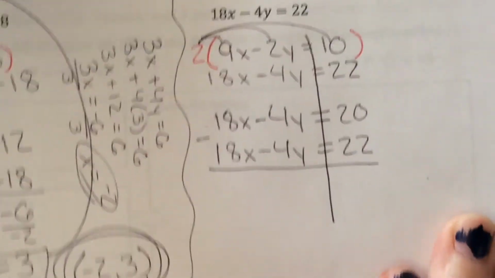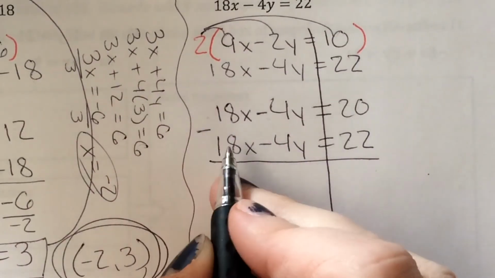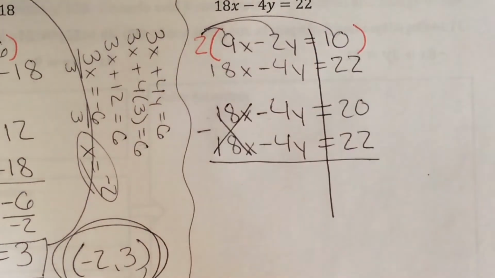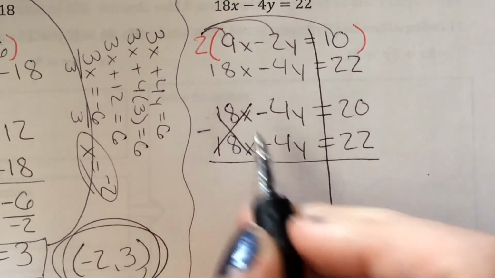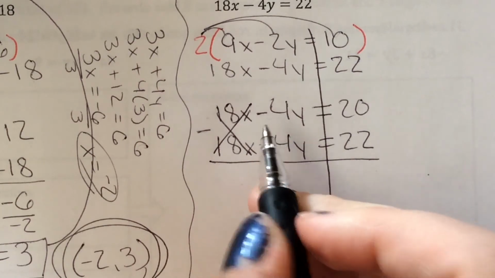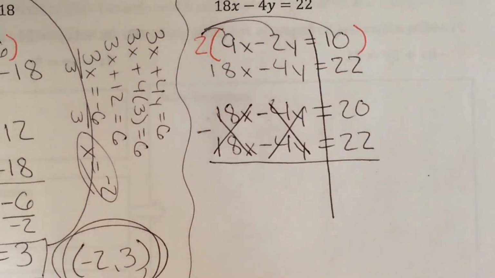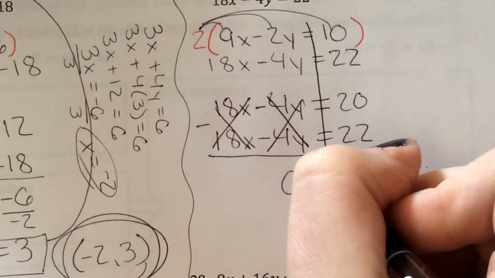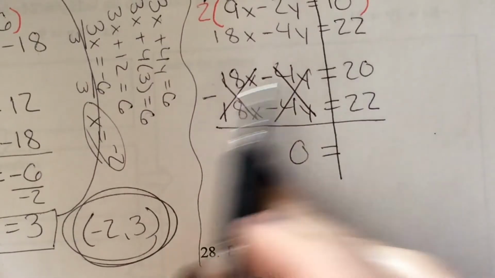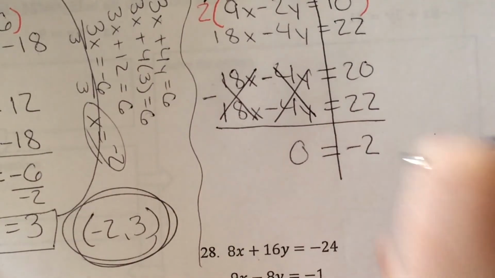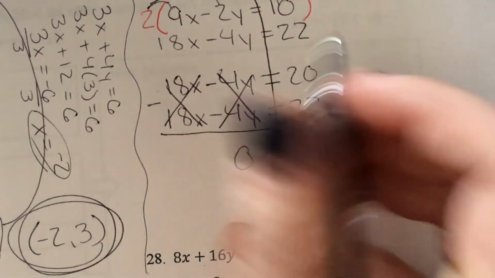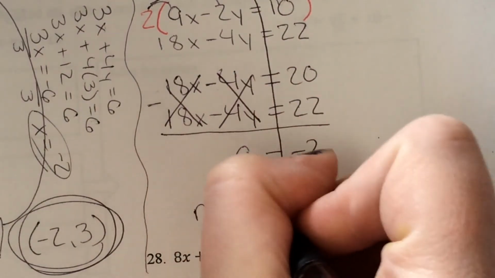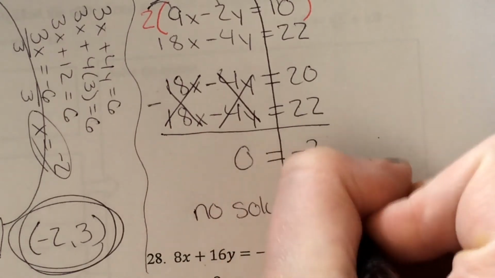Okay, so 18x minus 18x eliminates. Negative 4y minus negative 4y, so it's like plus, negative 4 plus 4, eliminates. So all we have left on this side is 0, equals 20 minus 22 is negative 2. Does 0 equal negative 2 ever? No. So no solution. Okay?